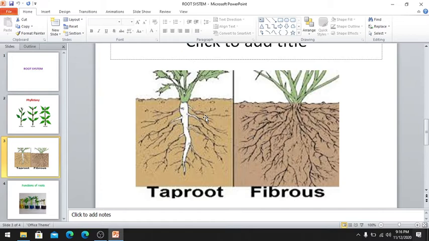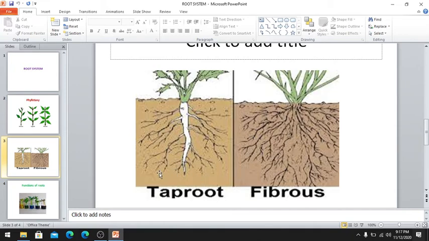One is they are fixing the plant firmly in the soil, and second one is they are conducting water and nutrients from soil particles to different parts of the plant, and they are also storing food in some plants. Understood, children? Now we will see the types of roots. They are performing many different types of works. And do all the plants have the same type of roots or not, I will explain you now.